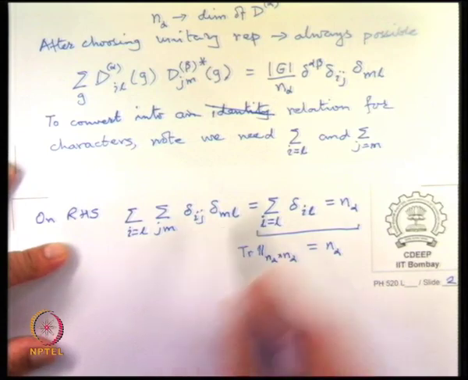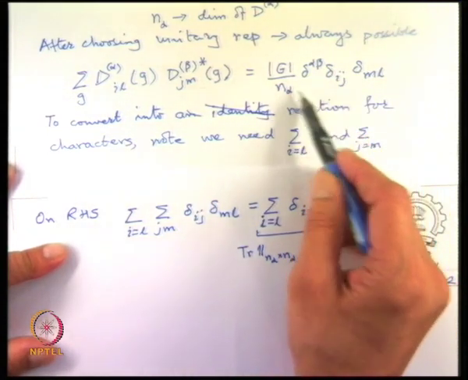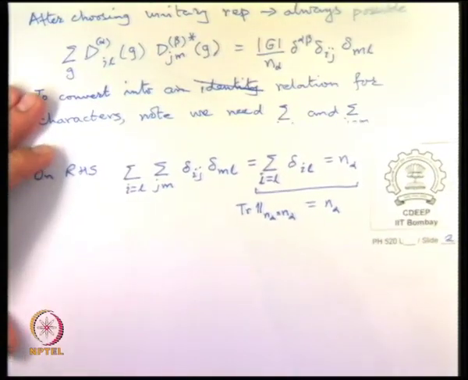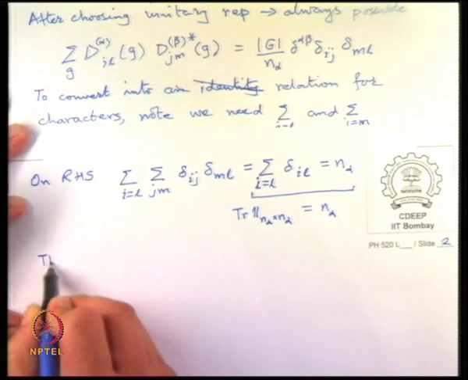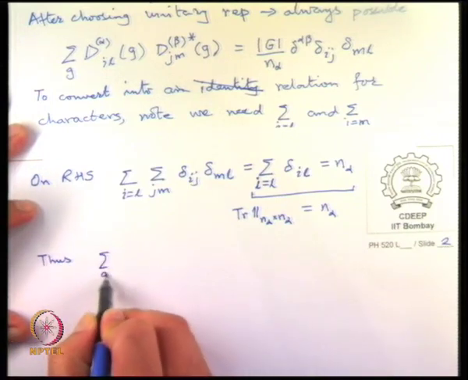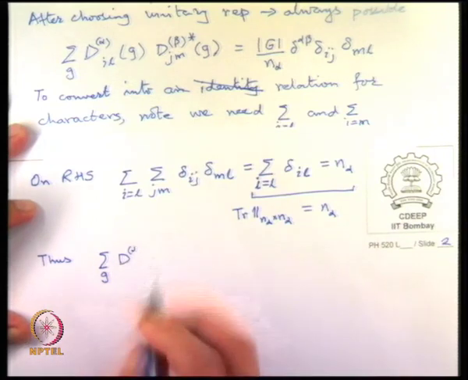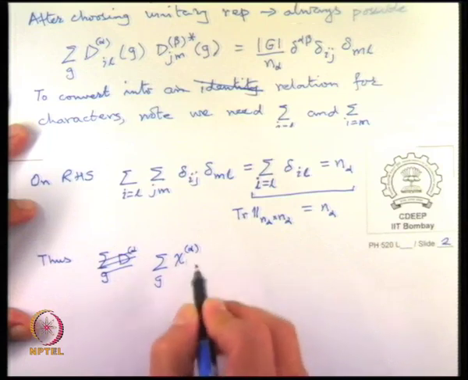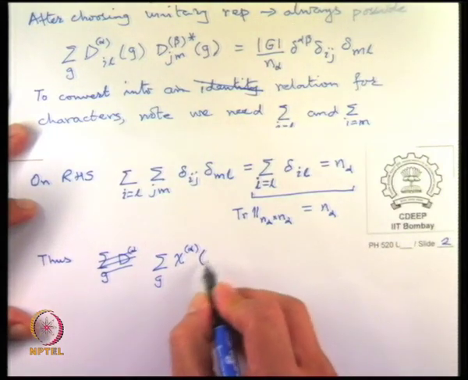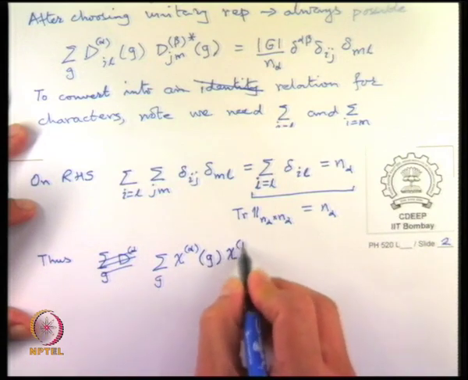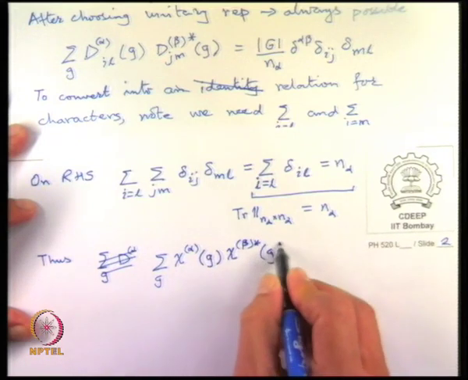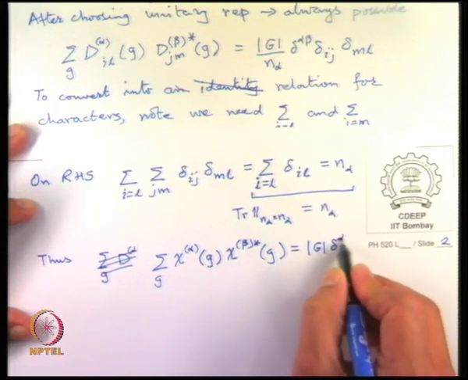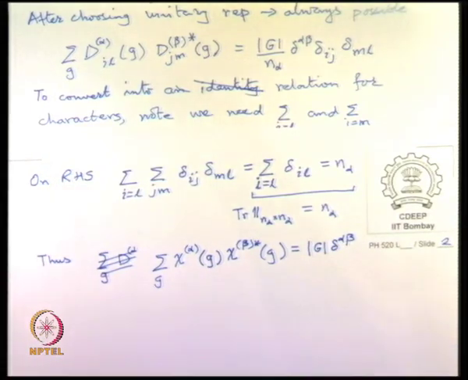So if we now carry it here, then this summation has given us n alpha, so it will just cancel this n alpha, and we get a much prettier looking relationship which simply says, sum over all group elements G of chi alpha of G chi beta star of G. By chi we mean the character for the representation alpha of element G. This is simply equal to the order of G times delta alpha beta. So this is much more like an orthogonality relation.